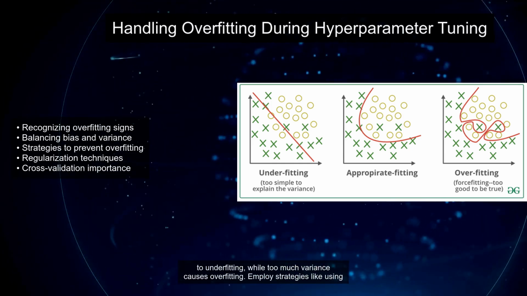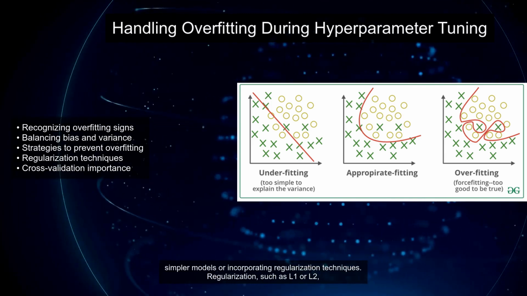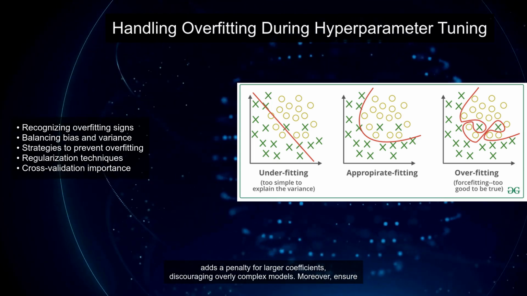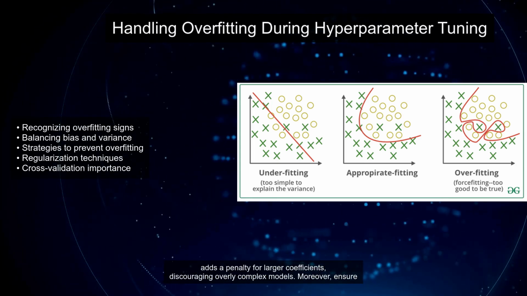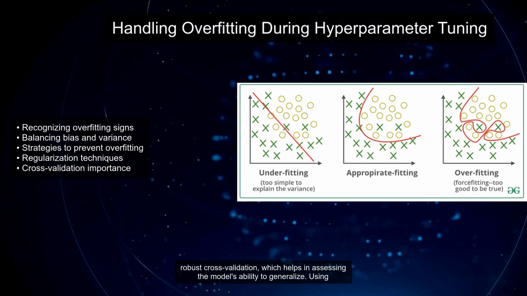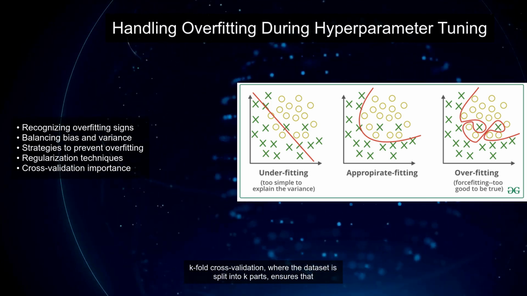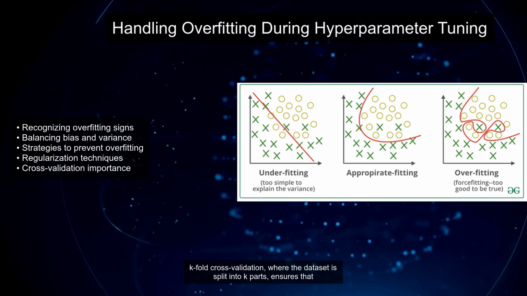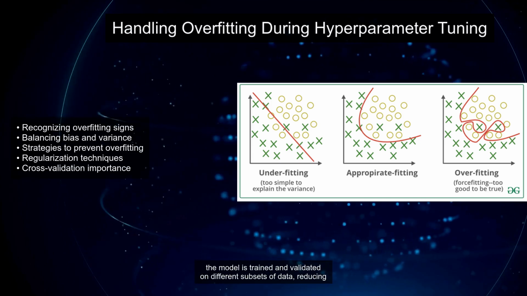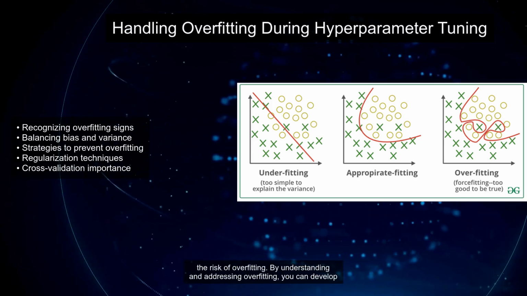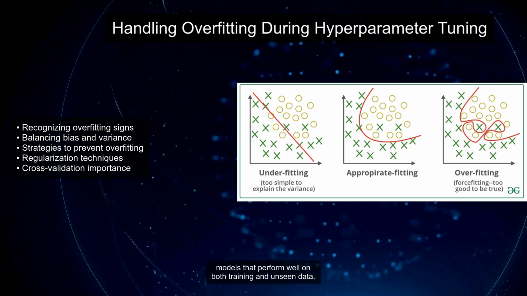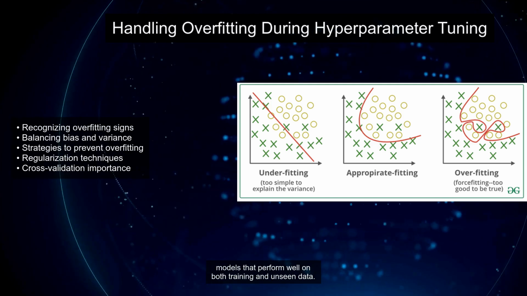Employ strategies like using simpler models or incorporating regularization techniques. Regularization, such as L1 or L2, adds a penalty for larger coefficients, discouraging overly complex models. Moreover, ensure robust cross-validation, which helps in assessing the model's ability to generalize. Using k-fold cross-validation, where the dataset is split into k parts, ensures that the model is trained and validated on different subsets of data, reducing the risk of overfitting. By understanding and addressing overfitting, you can develop models that perform well on both training and unseen data.